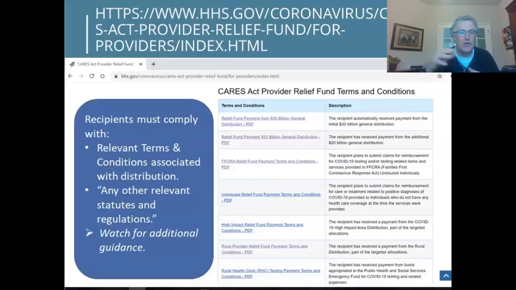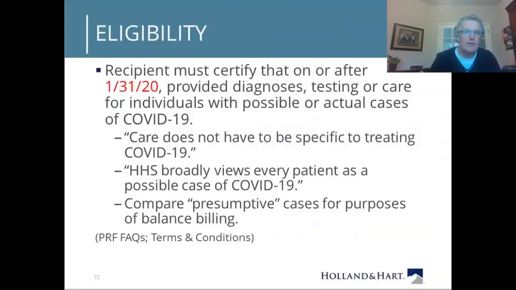That could be subject to all those penalties that we've been talking about. You have to comply with the relevant terms and conditions, and in that terms and conditions, they have this language that you also have to comply with any other relevant statutes or regulations. So it's possible that the government could pass additional rules and regulations that are going to require compliance. So you need to stay up to date on those types of things.